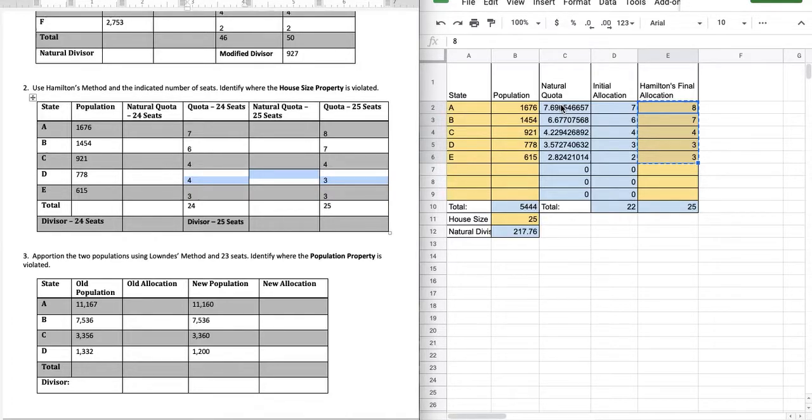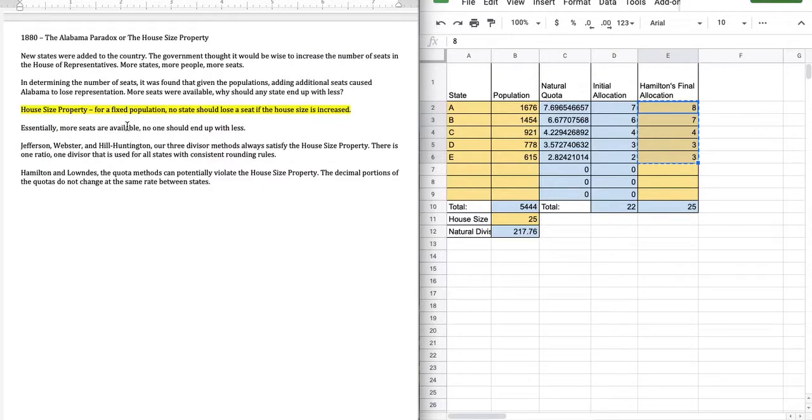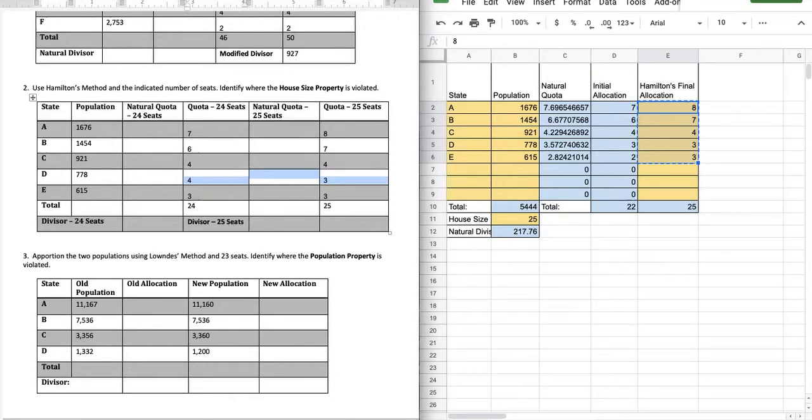It's just the way the decimals work out, the size of the population. The quotients do not change at the same rate based upon the divisors, the initial values by which we're dividing the state population. So it was at 4, it went down to 3. The house size property, take another look at that. No state should lose a seat if the house size is increased. State D lost a seat. That's our violation.